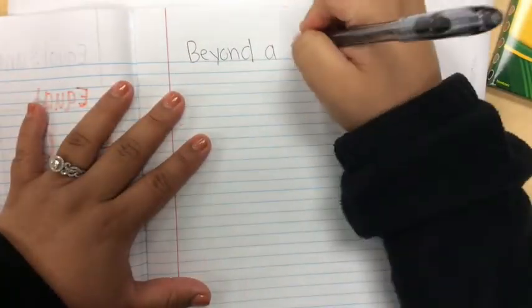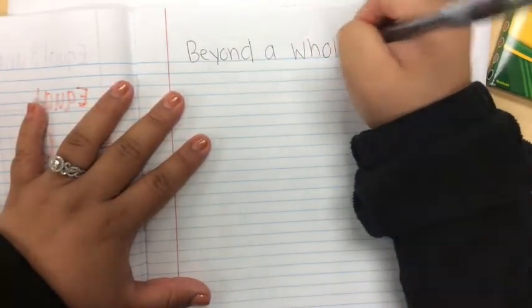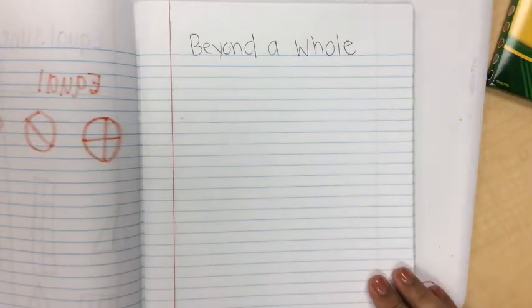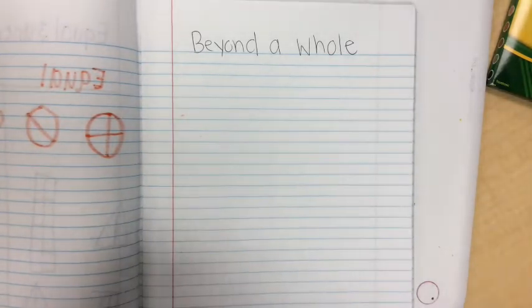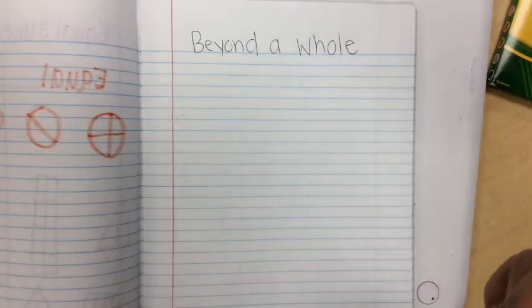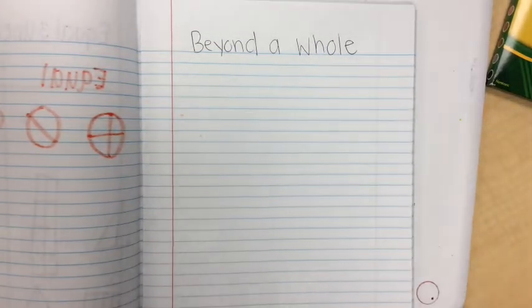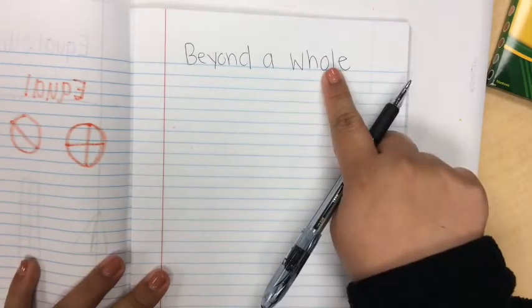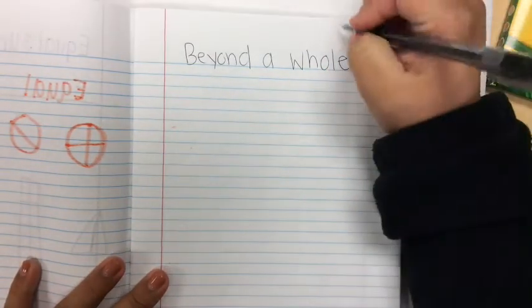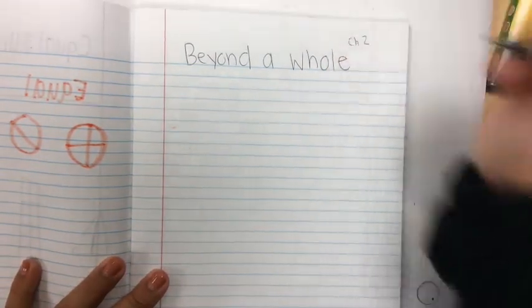Beyond a whole. So remember that yesterday we talked about our cake boss, right? And we did our anchor chart and we were able to see how we count beyond the whole. Today we're just going to practice it a little bit more. And I forgot to put chapter 2 up here. Chapter 2.